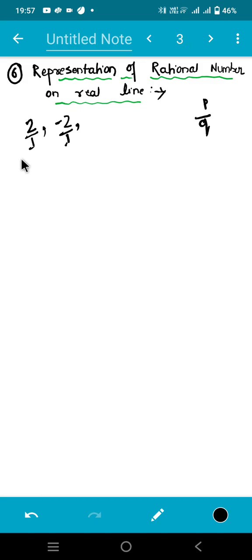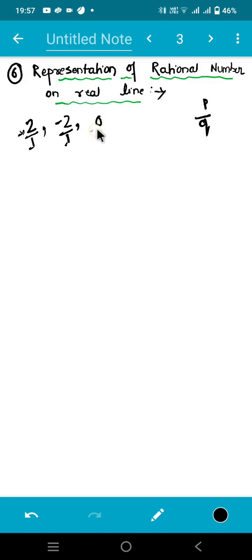1 is there. Fine. So this is how we can say that this is in the form of p upon q, where q is not equal to 0. Fine. q is not equal to 0. So we can say that 2, minus 2, even 0 also, students. Even 0 is also a rational number.